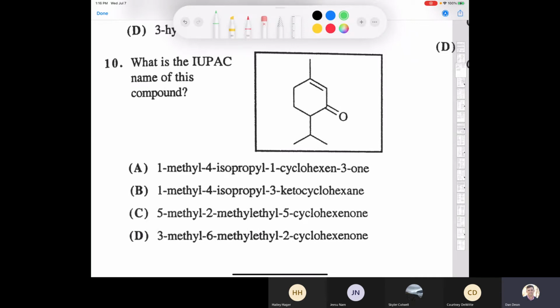Well, here we have another question. This is a really good one, one of my favorites. It says, what's the IUPAC name of this compound? Well, here we have another bifunctional compound.